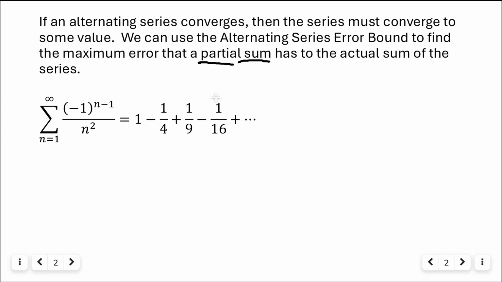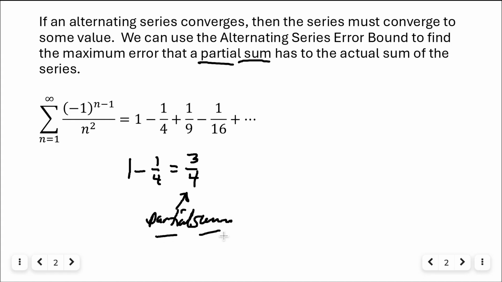All right. So what we're going to do is use the alternating series error bound to find the maximum error that a partial sum has to the actual sum of the series. So for example, let's say I were to just take 1 minus 1/4. Well, that would be 3/4. Obviously, 3/4 is not the sum of the series because I have 1/9 to add. I have to subtract 1/16. Then I'm going to have to add 1 over 25, right? And then subtract 1 over 36. Okay, we'd be doing this forever. So this is obviously just a partial sum. It's not the actual sum.